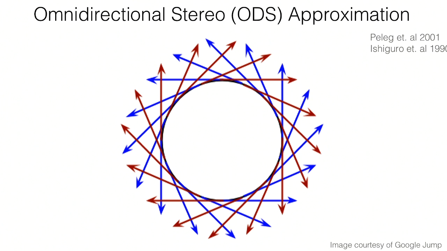So what we have is, for the omnidirectional stereo approximation, essentially two cylindrical panoramas that we're capturing, one for the left eye and one for the right eye. The one for the left eye is indicated by the arrows in red and essentially just captures the rays tangential to this viewing circle, and the one for the right eye does the same, but is indicated by the blue arrows here.